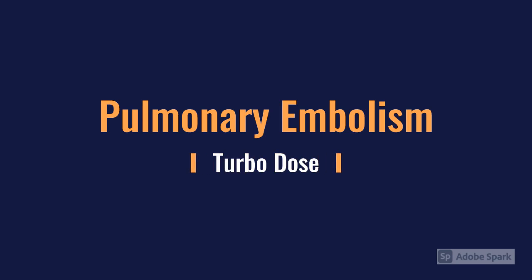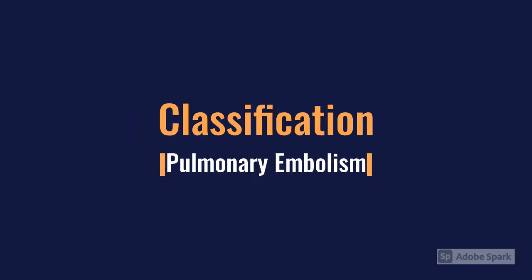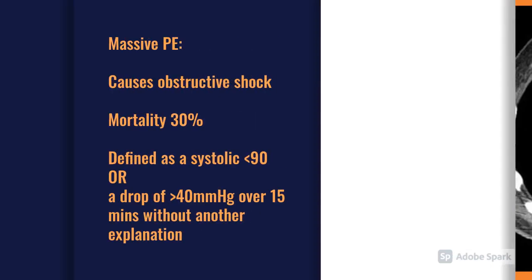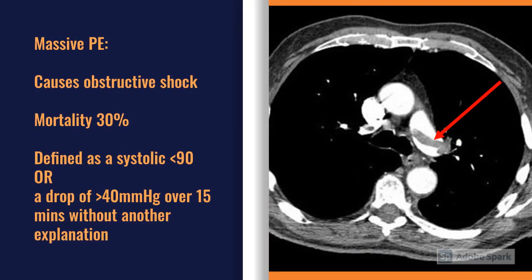So talking about the classification, going from the top and going from massive PE, there's one that would cause an obstructive shock. Those patients are exceptionally unwell, and they're going to be those patients that you need to make immediate interventions in. So these are patients who are shocked, typically with a systolic of less than 90 or a drop in their systolic blood pressure of over 40 mmHg over 15 minutes without an alternative explanation. So think about the other reasons as to why you would have a hypotension.